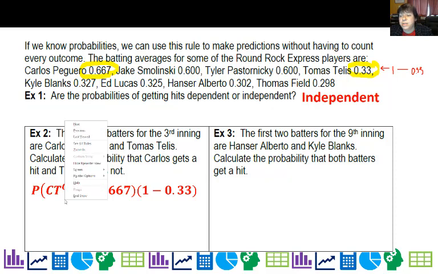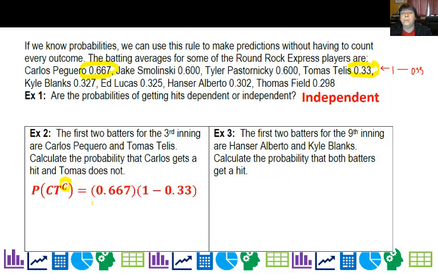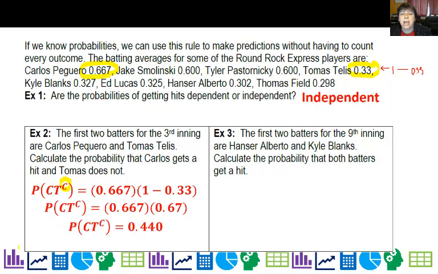That little C right there means complement. If the probability of rain is 40%, the probability of its complement, not rain, would be 60%. Hopefully you're getting the gist. So this is the 1 minus .33 that I told you about, and there's a .667. Multiply them out, and you get an ugly decimal number.